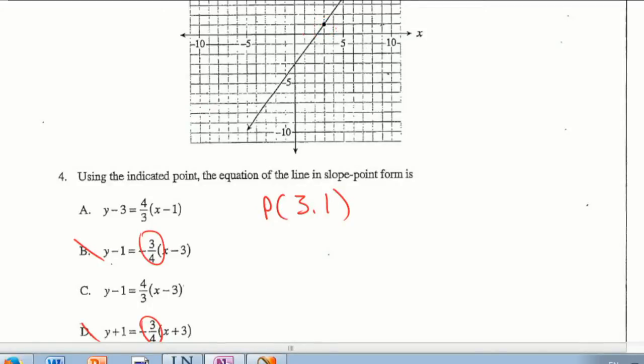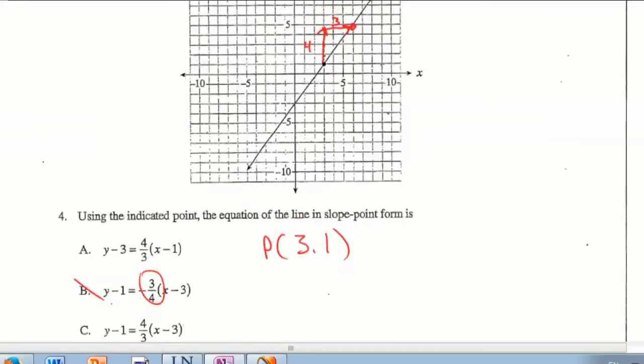And then from there I can figure out my slope. If I go up 1, 2, 3, 4, and over 1, 2, 3, looks like my slope is 4 over 3. So I have a point and I have a slope.